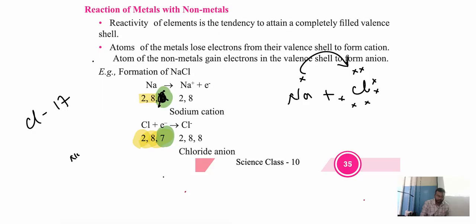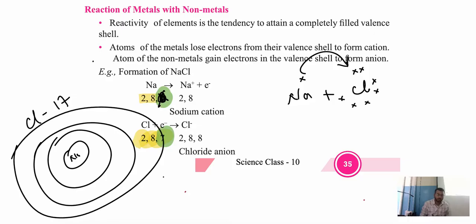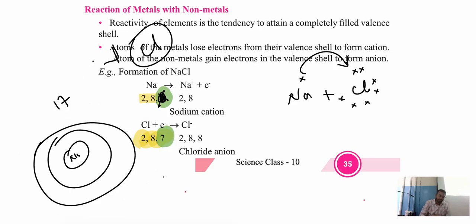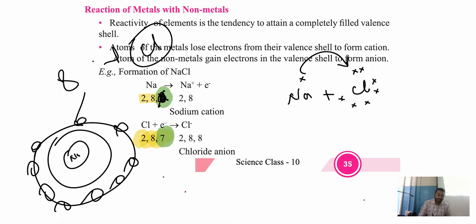Understood? See here, I'll tell you once again. This is my sodium: first orbit, second orbit, third orbit. In the third orbit, 1 electron is there. When sodium is donating this 1 electron to chlorine, then automatically this ring will go out. Now the second ring will become the outermost shell. The second ring became the outermost shell. Now how many electrons are left in the outermost shell? 8. He's stable. Now chlorine has 7 electrons; he accepted 1 electron, then he became 8. Now he is also stable.